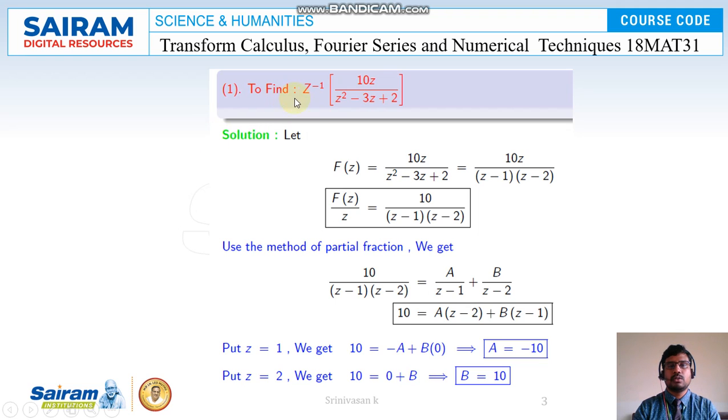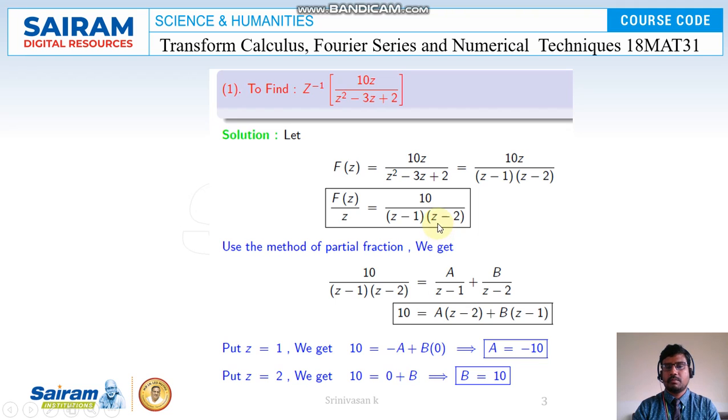The first problem: find Z inverse of nz divided by z square minus 3z plus 2. By the inverse Z transform definition, Z inverse of capital F of z equals f of n. Clearly this is capital F of z, equal to 10z divided by z square minus 3z plus 2. The roots give z minus 1 into z minus 2. Taking z outside, we get capital F of z divided by z equals 10 divided by z minus 1 into z minus 2.